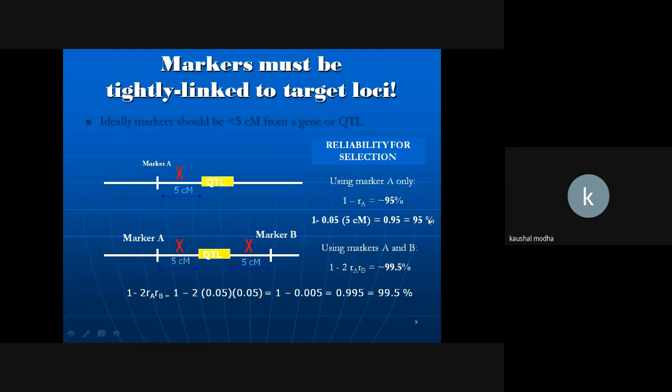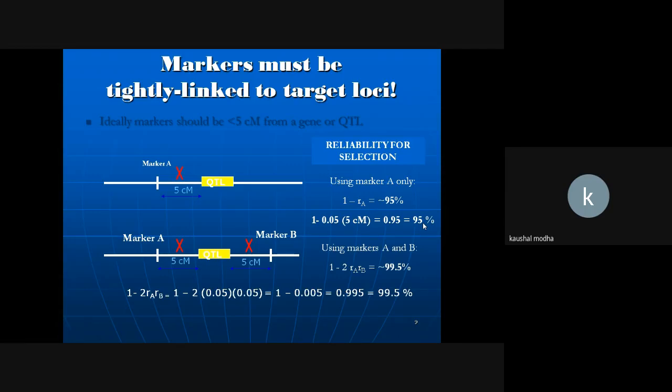So the efficiency of the marker is 95%. It is simply 1 minus the recombination between the marker and the gene of interest in decimal terms. So it is 95%. It means that of 100 backcross progenies you select on the basis of the marker, in 95 progenies the marker will definitely be coupled with our target gene.